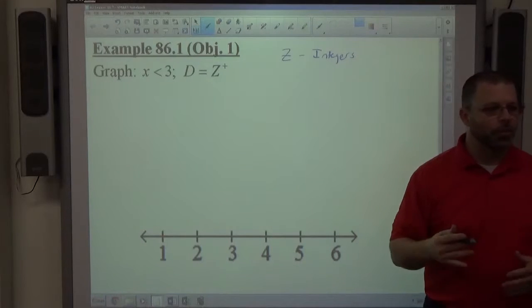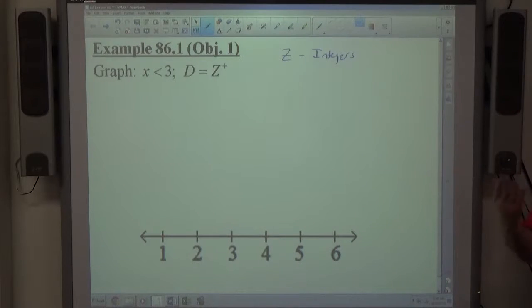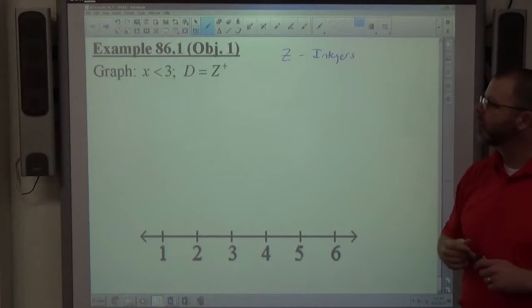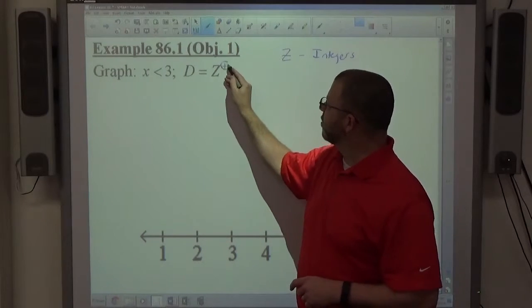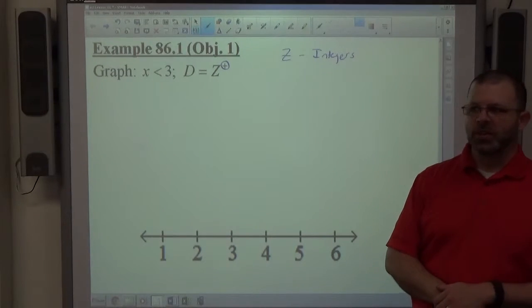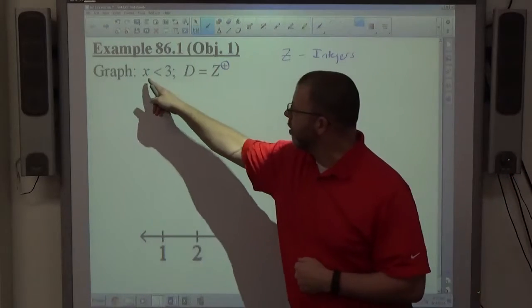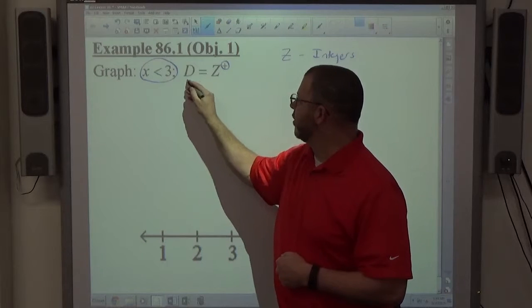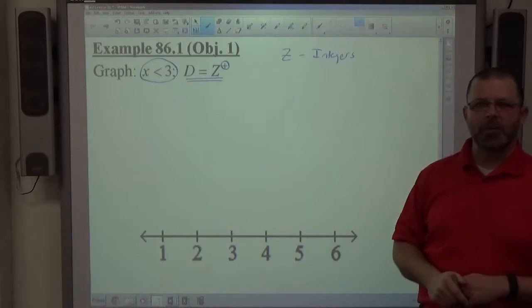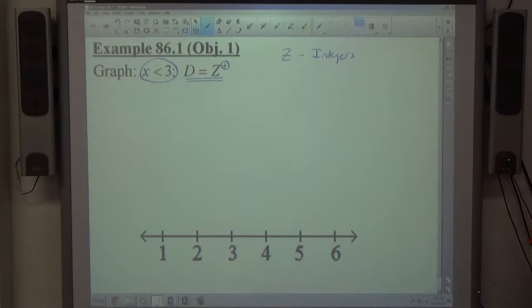If you recall, integers would be all the numbers that are not fractions. That includes negative numbers, positive numbers, and 0. When you see a Z plus, that's representing just positive integers. So 1, 2, 3, 4, 5, and so on. So they're telling us to graph this inequality, but they're putting a filter, a domain, saying that we only care about numbers that are positive integers.